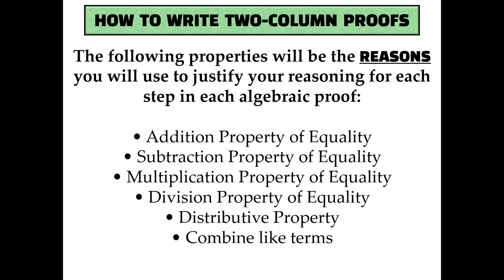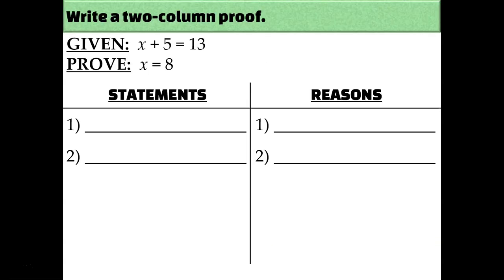So let's give our first proof a try. This is the basic setup that you'll see for every proof that I give you this year. I give you a given statement, I give you a prove statement, and I give you 2 columns to fill in. The left column is for your statements. Those are the things that you know are true. For this kind of a proof, it's just going to be the steps of solving the equation. And then the reasons column are for all of the properties of equality that allow you to do each step in your proof.